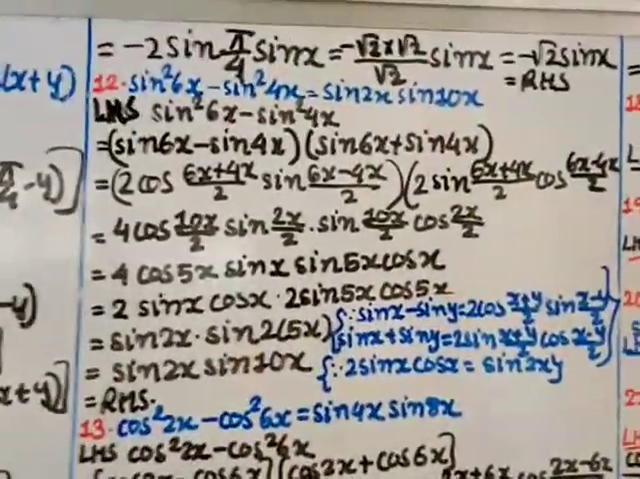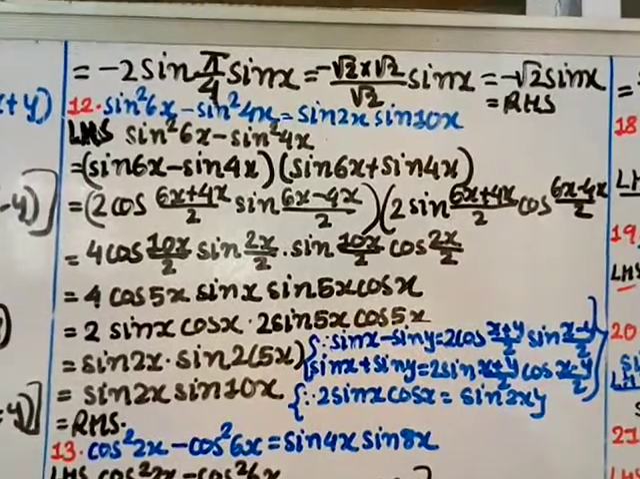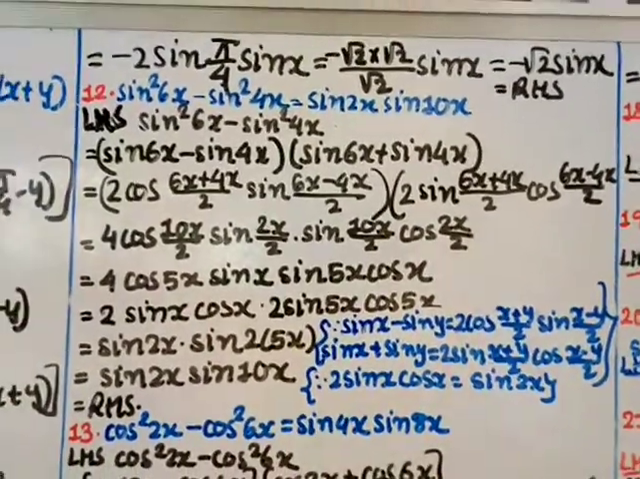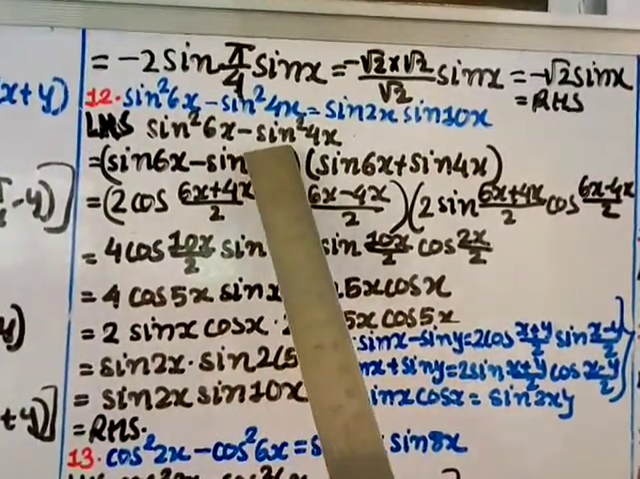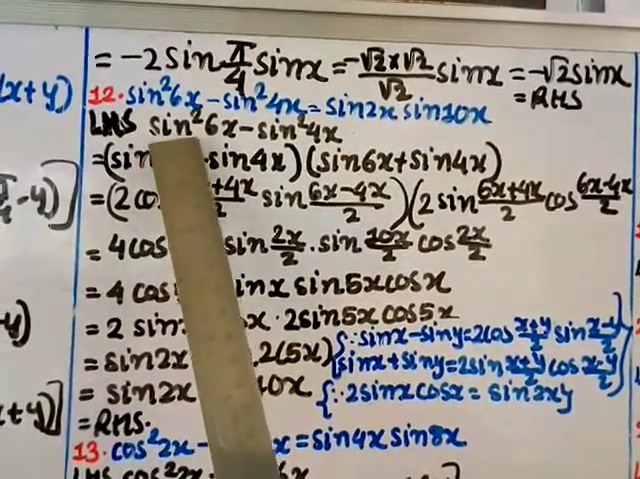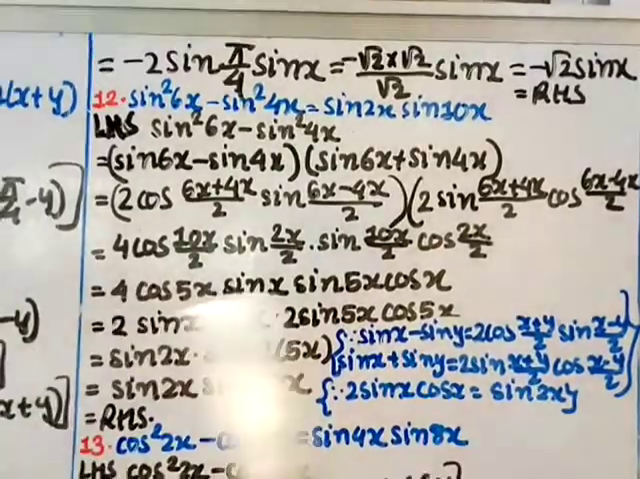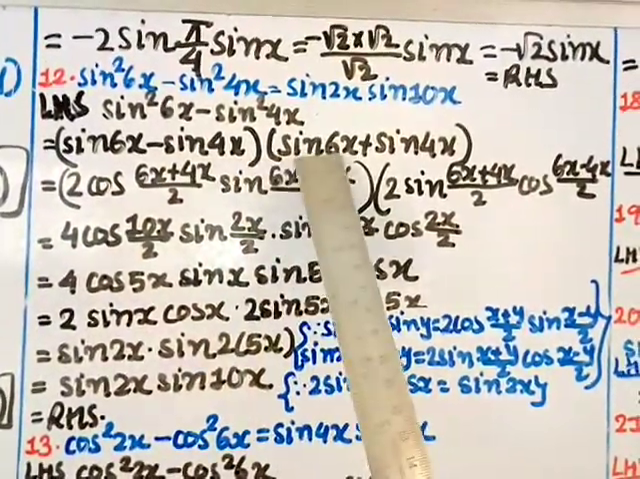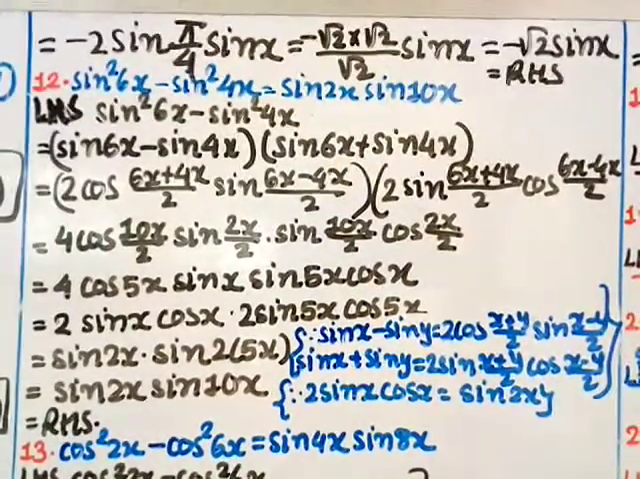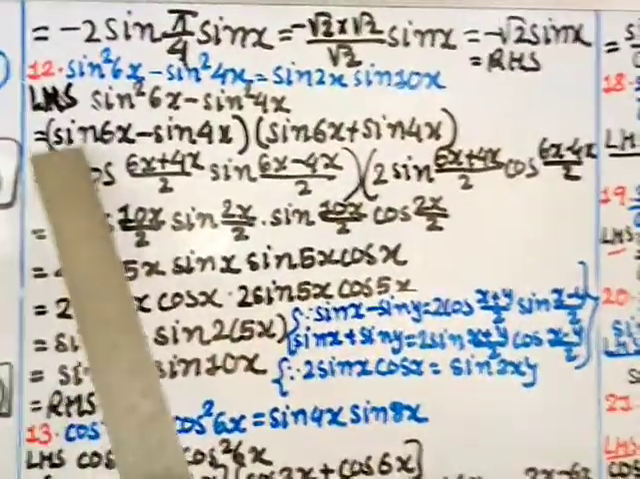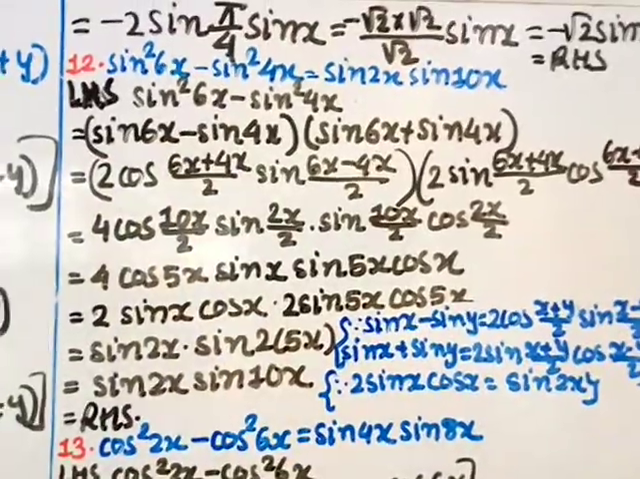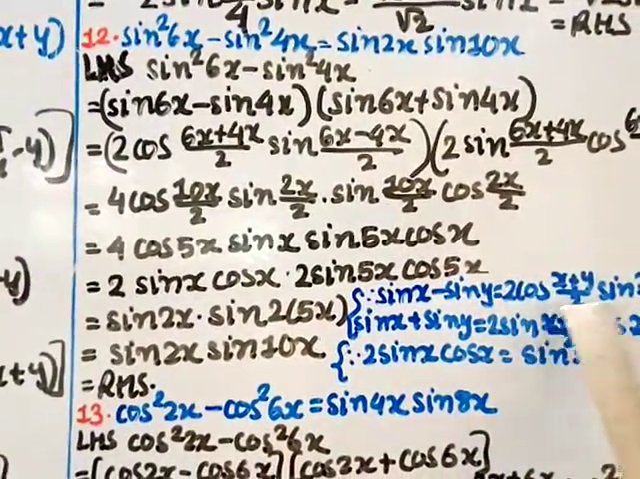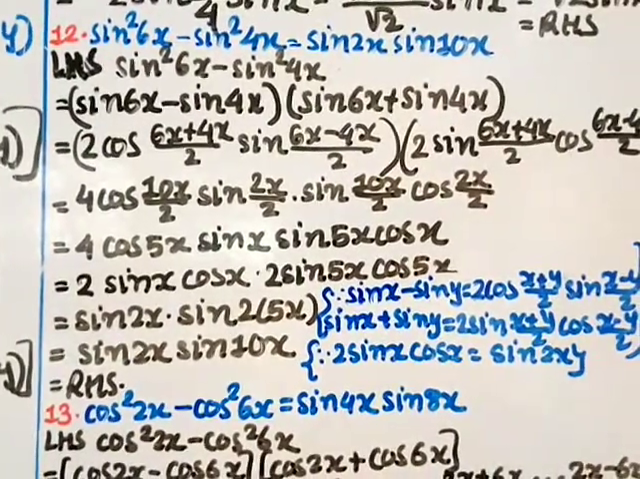Number 12. Sine square 6x minus sine square 4x equal to sine 2x sine 10x. Left hand side sine square 6x minus sine square 4x. Okay, now I am using here a square minus b square, so a minus b, a plus b. So sine 6x minus sine 4x into sine 6x plus sine 4x. Okay, a square minus b square, you know that formula. Now here sine minus sine, so I am using the formula sine x minus sine y equal to 2 cos (x plus y)/2 sine (x minus y)/2. This identity I have given you.